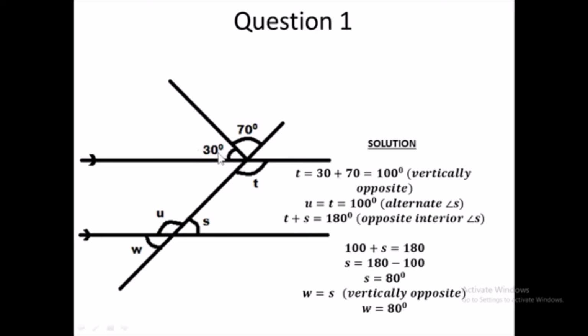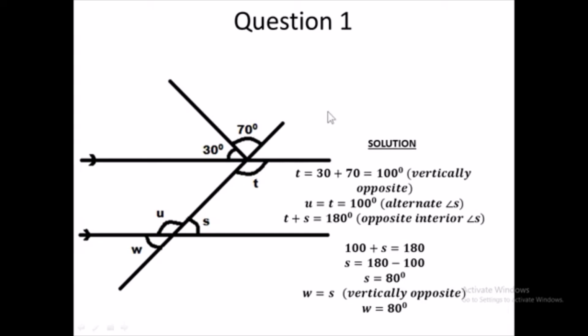Now we are given this angle here as 30 degrees, this angle as 70 degrees, and this angle here as T. We have to find angles T, U, S, and W. Now how can we do that? These are parallel lines, and this is a transversal that cuts across the two parallel lines. You can see that this angle here, 30 degrees plus 70 degrees, has a relationship with this angle T. And what's the relationship? The addition of this angle plus this angle will give us 100 degrees. So the total angle from here to here is vertically opposite this angle T.